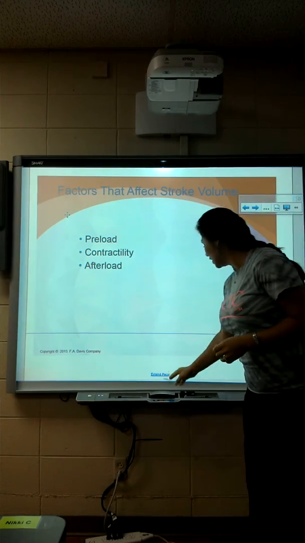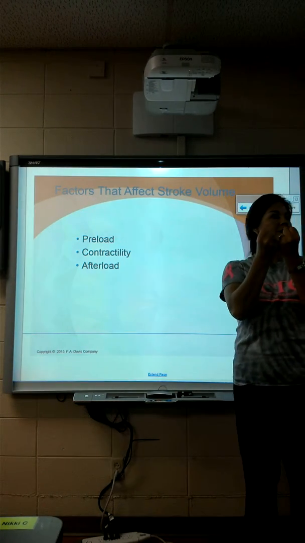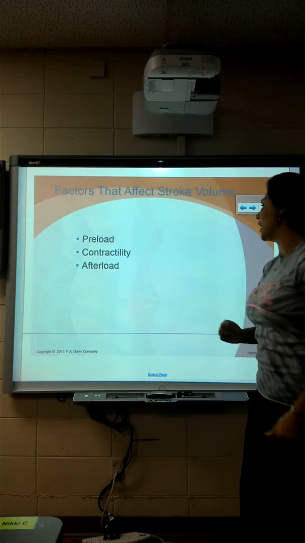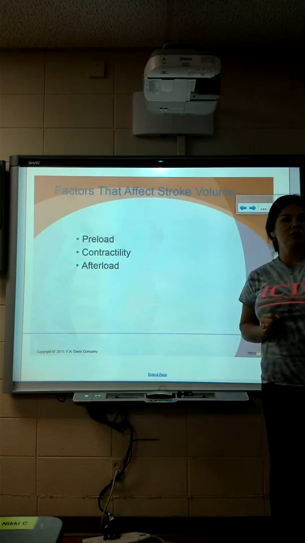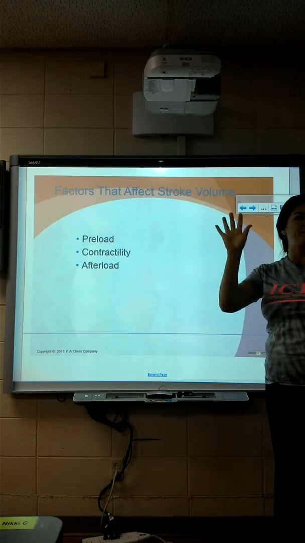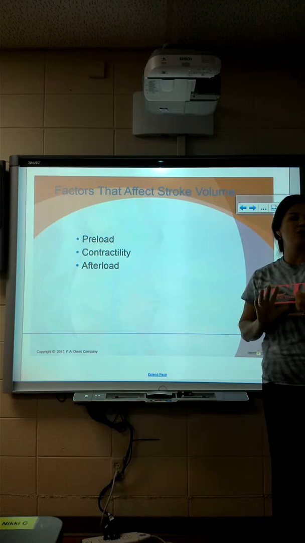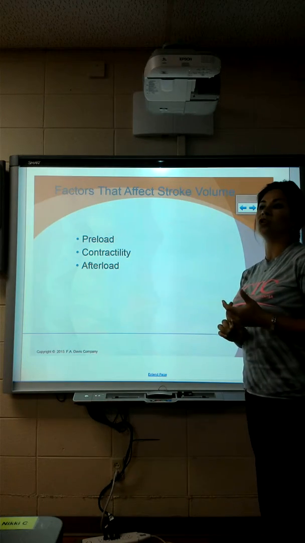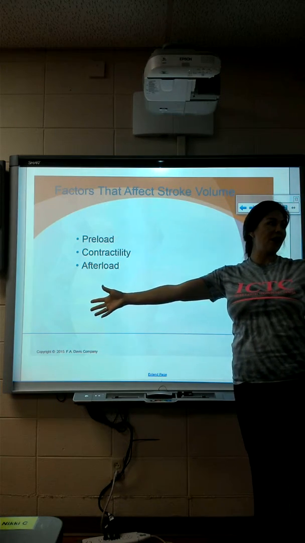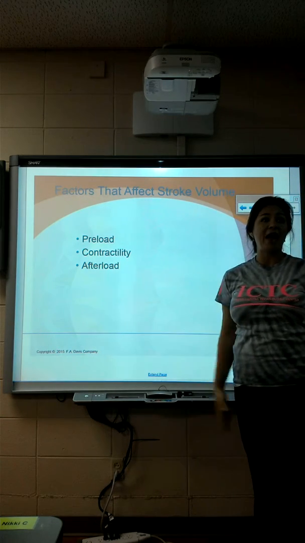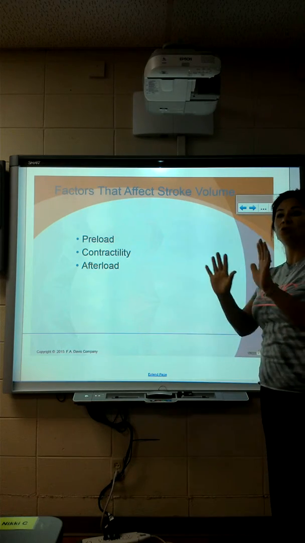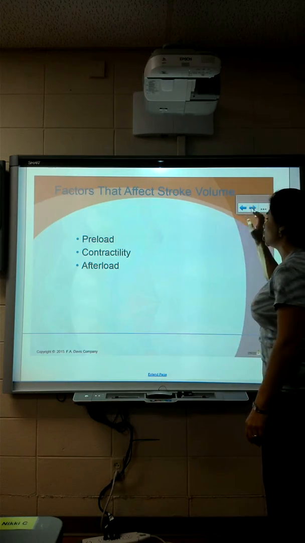So contractility is the actual force of that heart, the ventricles contracting and pushing blood out. Whereas afterload is the pressure of the blood being pushed against whatever's in front of it, whether it's going into the lungs, the pressure in the lungs, or the pressure outside. So if you have hypertension, then that afterload is going to be really high. There's a high pressure that it's having to push against in those vessels. Not good.